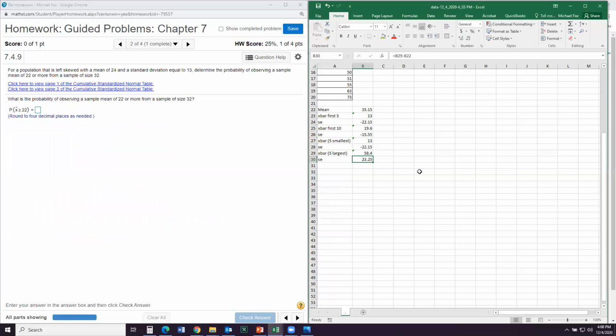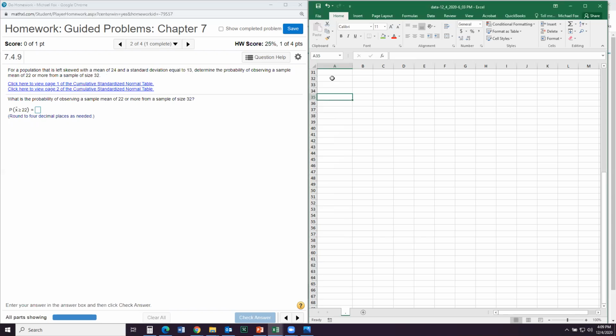All right, so the next problem says for a population that is left skewed with a mean of 24 and a standard deviation equal to 13, determine the probability of observing a sample mean of 22 or more from a sample size of 32. So that's a whole bunch of information thrown at us. The first thing to recognize is that the whole thing about it being left skewed is just there to confuse you, because as long as our sample size is greater than 30, then we can assume it's going to follow a normal distribution. So don't worry about the left skewed thing as long as your sample size is greater than 30. So let's see what we have.